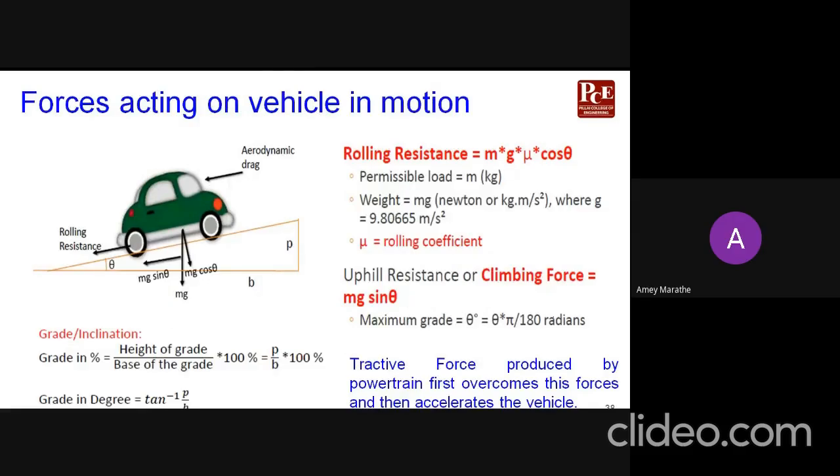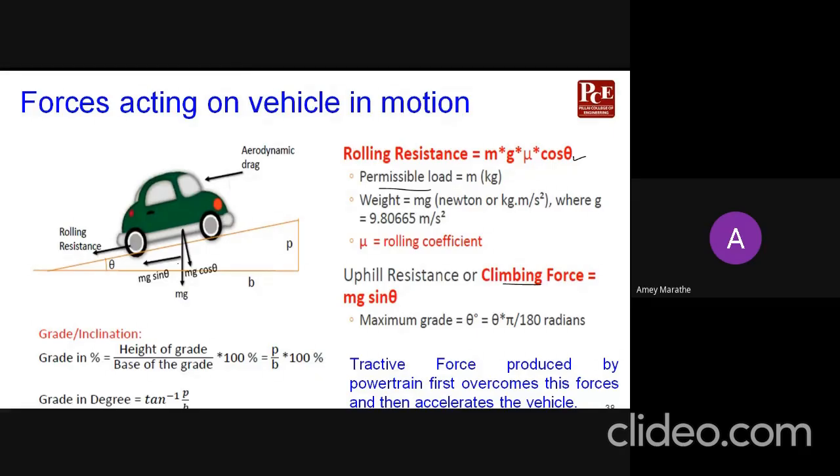Now, similarly, rolling resistance is given by the formula mg mu cos theta. Okay, so what is m? M is the permissible load. Now, please think in terms of EV. Weight is again mg, and we take g as 9.81, and mu is the rolling coefficient. Okay, this is given for different tires. So gradient resistance or climbing force is given by mg sine theta.